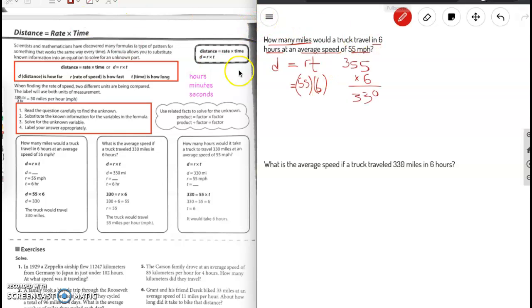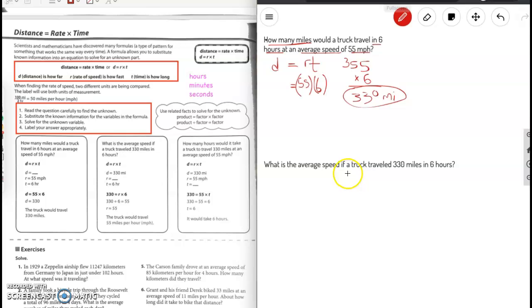And don't forget the unit. This is miles. Or you can just write MI, which is the short version. So how many miles can a truck travel in 6 hours if its speed is 55 miles per hour? 330 miles. That's your answer. Let's look at the second example.